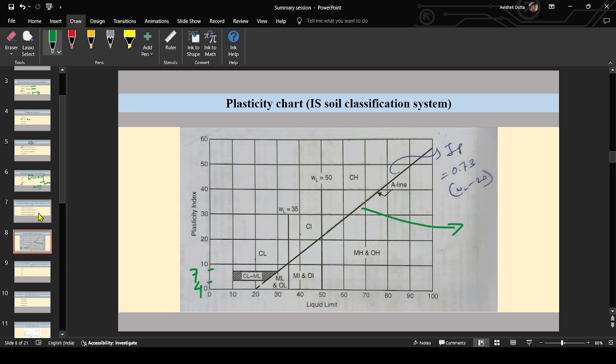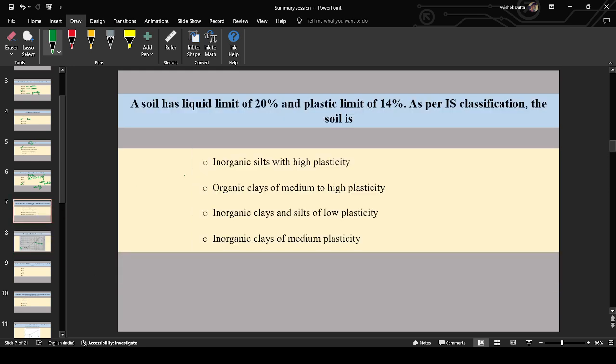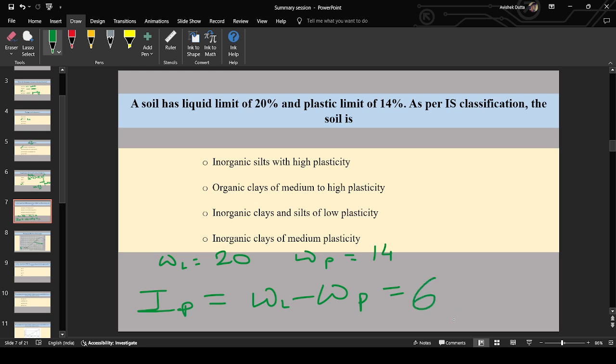Now I'll go back to the question. Here we have been told that soil has a liquid limit of 20%. So liquid limit is 20, plastic limit is 14. And what is the plasticity index? IP, the value is liquid limit minus the plastic limit. 20 minus 14 gives us 6. Plasticity index is 6. Okay.